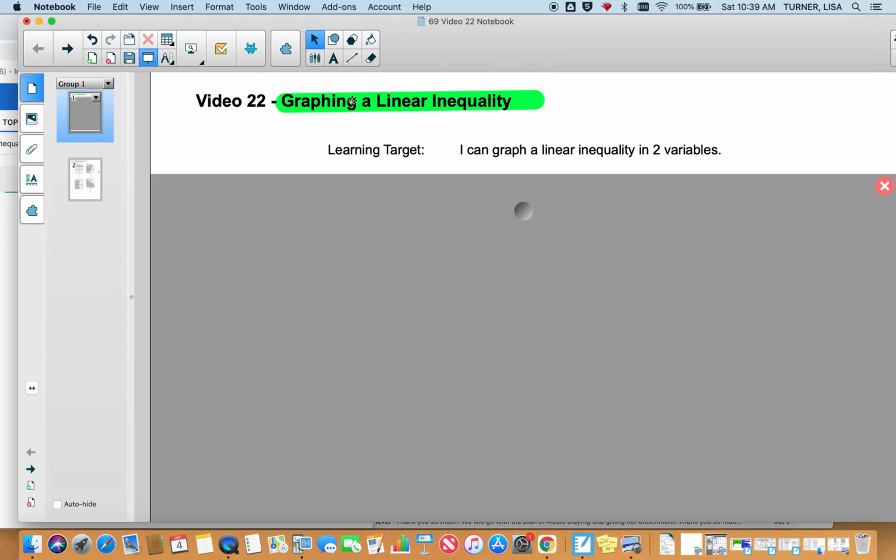Our learning target is just graphing. I can graph a linear inequality in two variables. So it's not a number line anymore. It's going to be a graph. You're also going to be able to pick the inequality that goes with the graph.